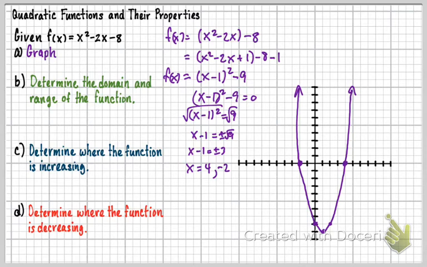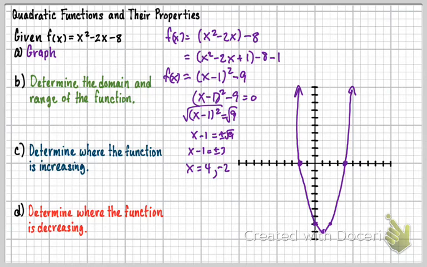So it's very nice. So there's my graph of my function, f of x. It was very easy to put all that information together when it's in this vertex form. Makes it easier. So anyways, now let's get to part B here. Part B says determine the domain and the range of the function.